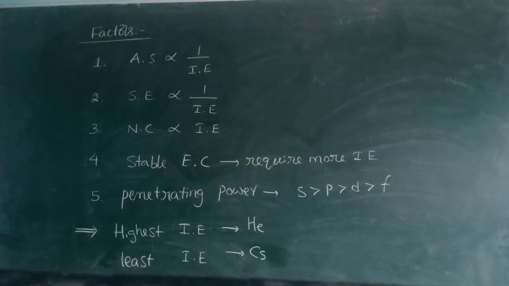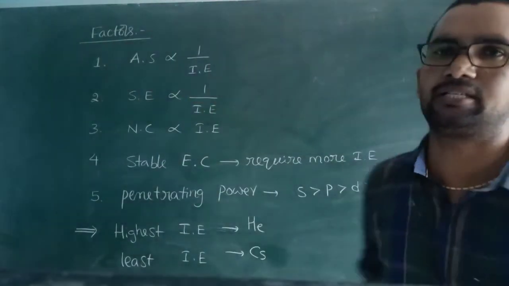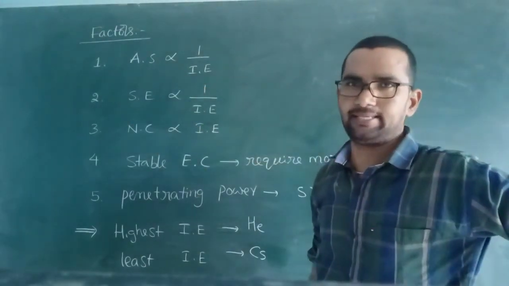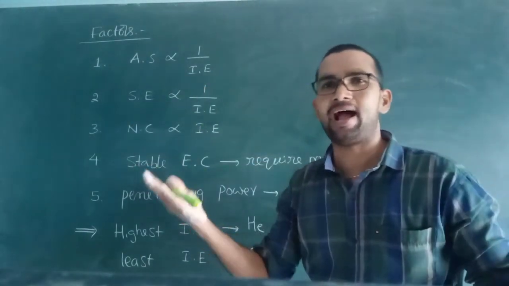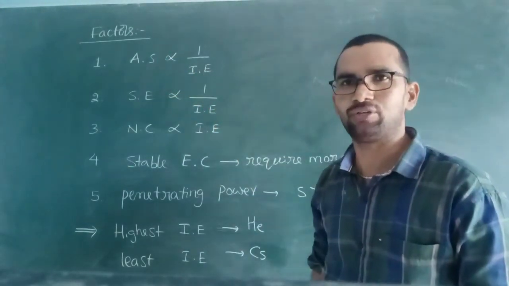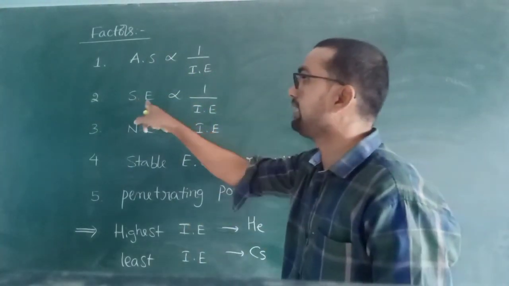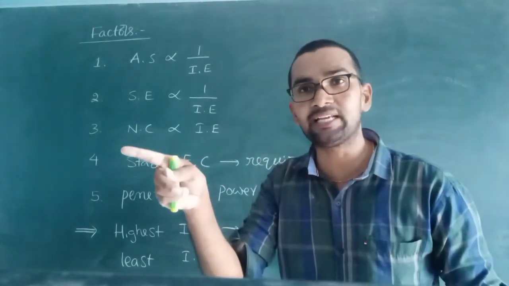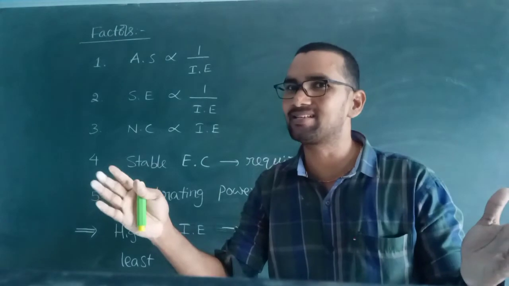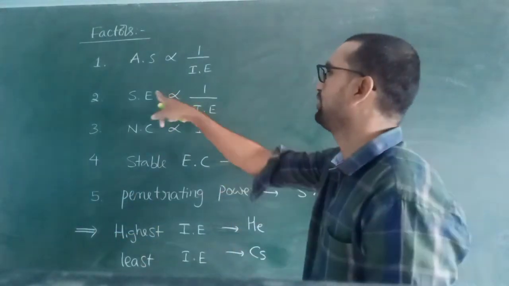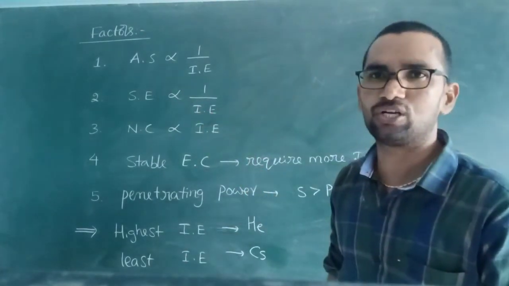Listen. Last one, factors. What are the factors affecting ionization energy? First, atomic size: if size increases, ionization energy decreases, so these two are inversely proportional. Second, screening effect or shielding effect: if screening effect increases, atomic size also increases, and if atomic size increases, ionization energy decreases. So these two are also inversely proportional.